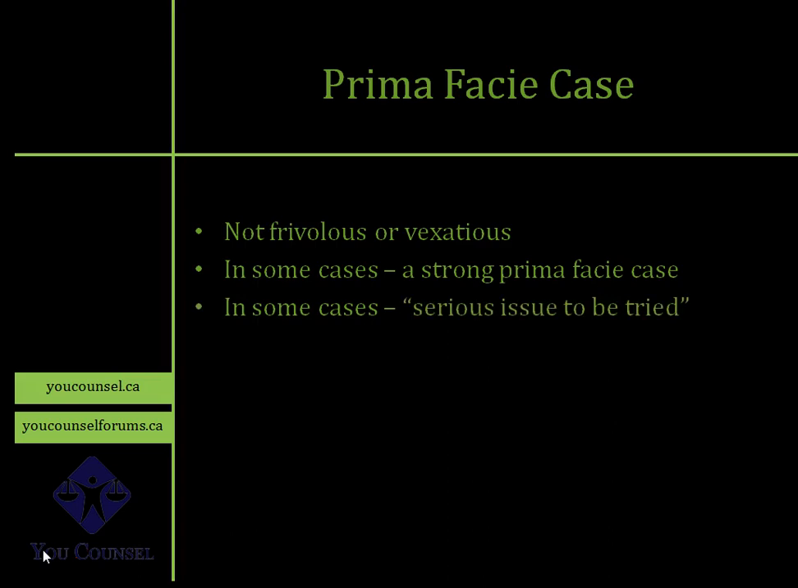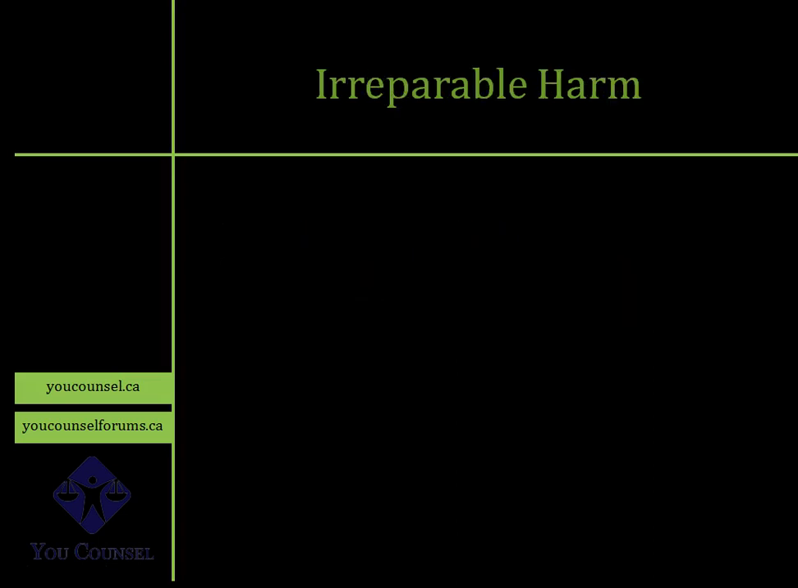In some cases, the court may require you to establish that there is actually a serious issue to be tried. So all these three things, prima facie case, a strong prima facie case, or serious issue to be tried, these are sort of three separate categories, and depending upon your specific situation, the court may require you to show that. But in most cases, showing that your case is not frivolous or vexatious is sufficient, and you will meet the first part of the test.